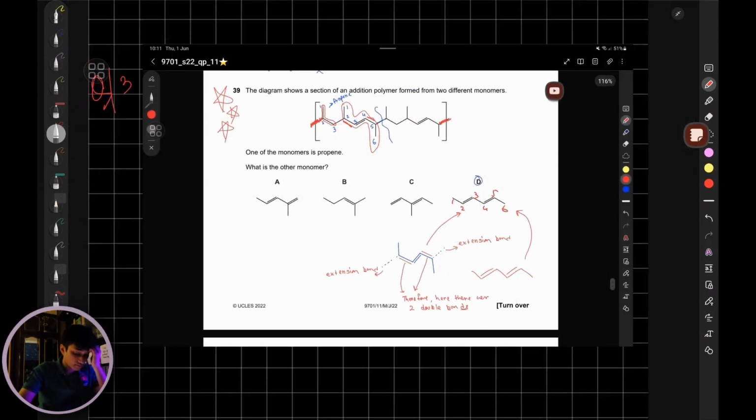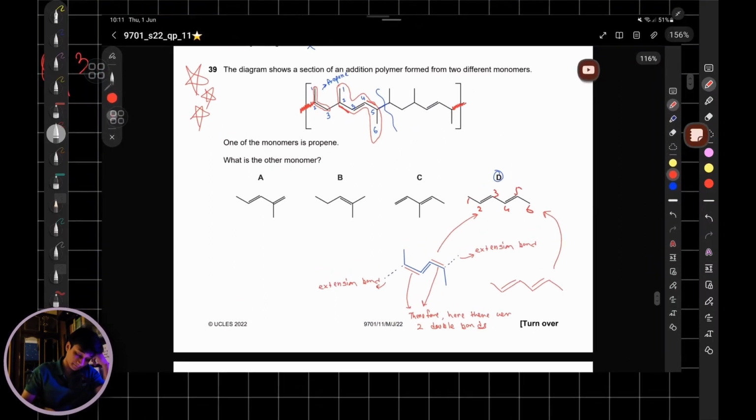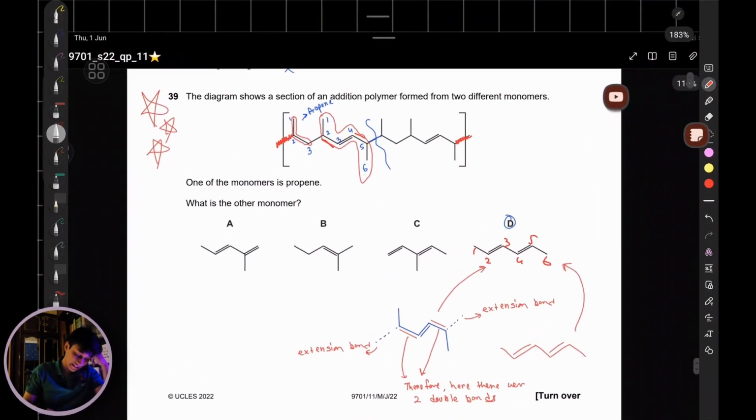Right. Okay, so now let's look at question 3. I mean, this is a pretty difficult one. It's interesting. It's from polymerization. So let's look at the question. The diagram shows a section of addition polymer formed from 2 different monomers. One of the monomers is propene. So basically, the only clue they're giving is that one of the monomers is propene, and you have to identify the other monomer. Now, why is it difficult?